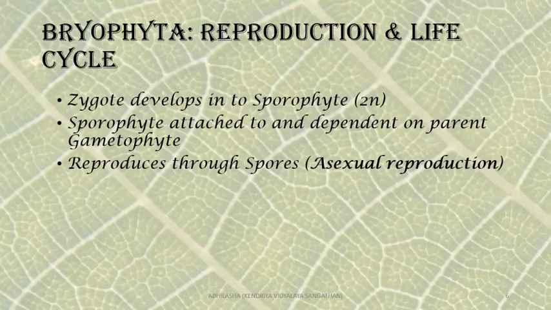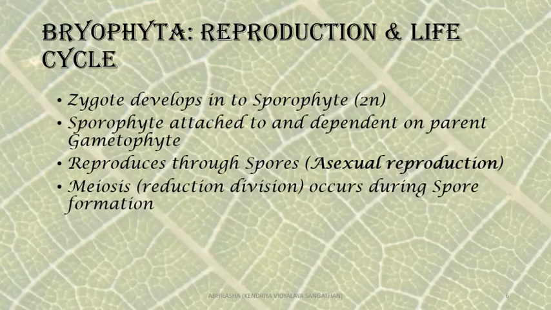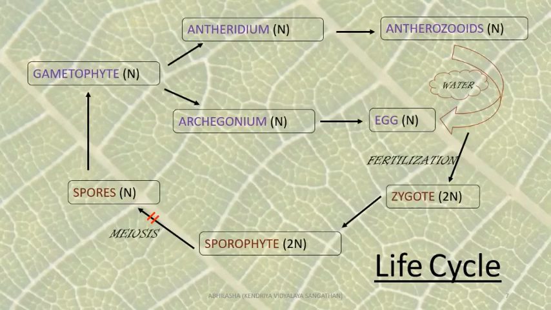The sporophyte reproduces through spores, that means it performs asexual reproduction. During spore formation, meiosis occurs, and this meiosis leads to formation of haploid spores, and these spores develop into gametophyte, and thus we get the main plant body again. Now a quick review of the life cycle.